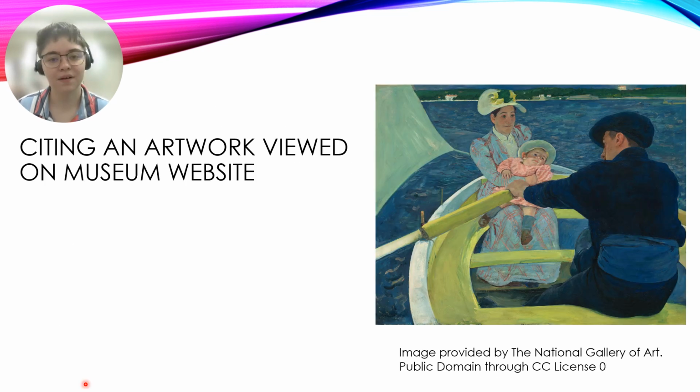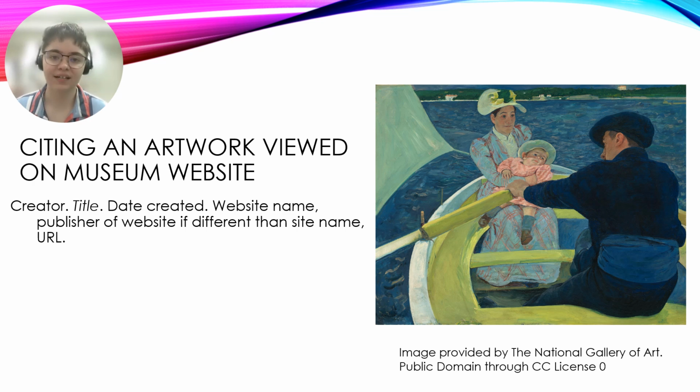The last type of image we're going to cover here is a work of art viewed on the website of the museum where it lives. There are several similarities between this one and the last one. You'll notice we still want the creator, title of the work, and the date created. The website name comes next here, then the publisher of the website, if that publisher is different than the website's name. Finally, put in the URL.